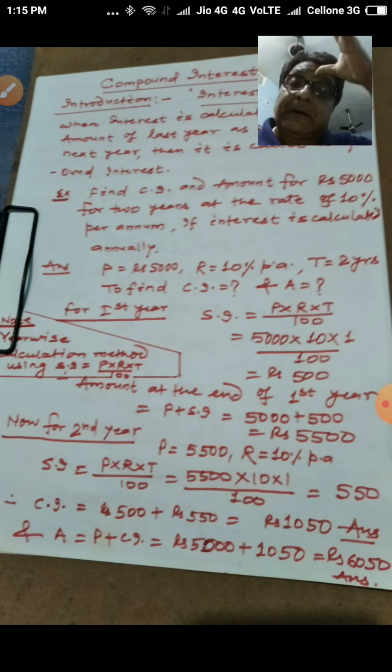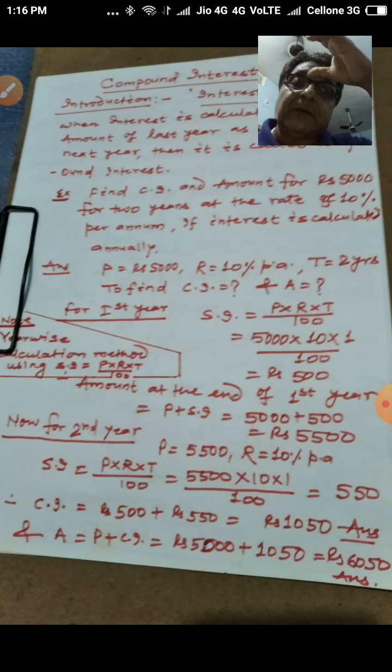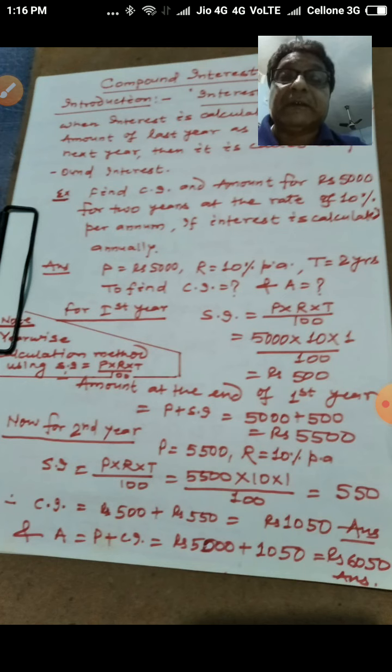You see, interest is to be calculated on money rupees 5,000. That means principal is here 5,000 at the rate of 10% per annum, means annually we have to pay 10% interest. So it is the rate of interest which is R. So R is equal to 10% per annum, and interest we have to pay for 2 years. So time is 2 years. Now according to question, what we have to find? We have to find compound interest as well as amount.